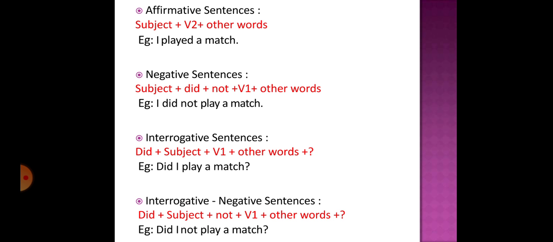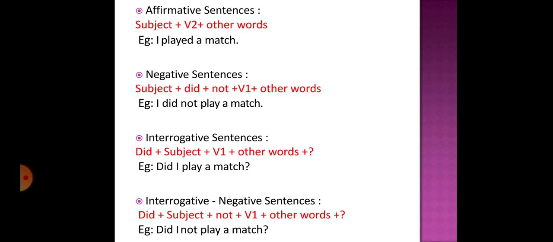Moving on to the interrogative sentence. As I told you in my previous video also, in interrogative sentences the helping verb comes first. It always starts with the helping verb. Helping verb did is placed before the subject and the first form of the verb is used after the subject. Did I play a match? Did, I is the subject, play is the first form. After the subject we have put the first form, and then match.